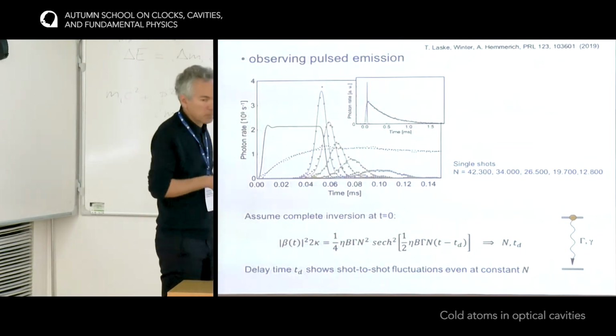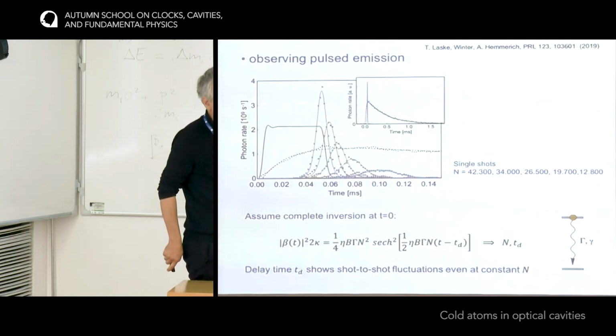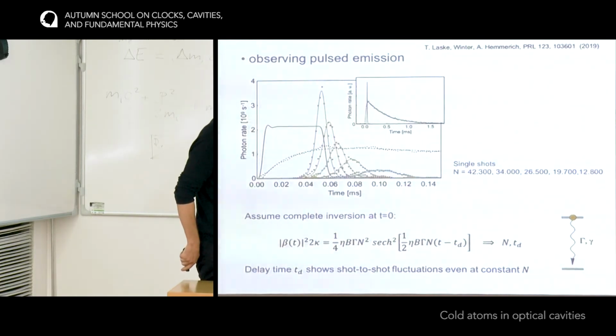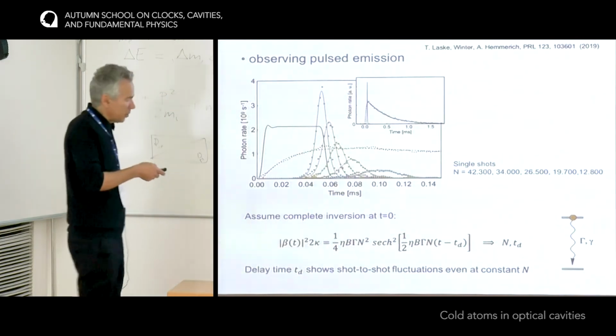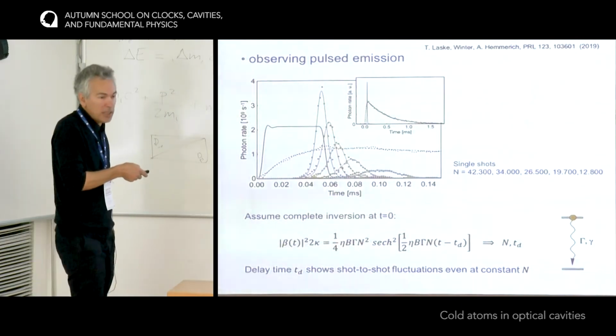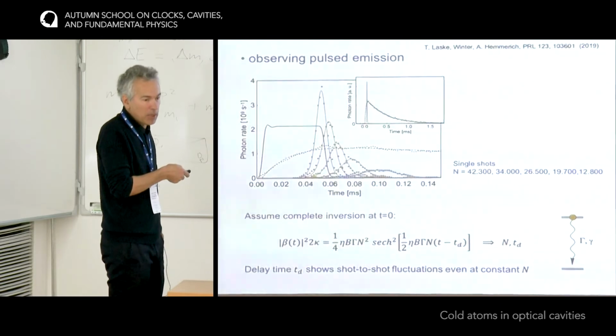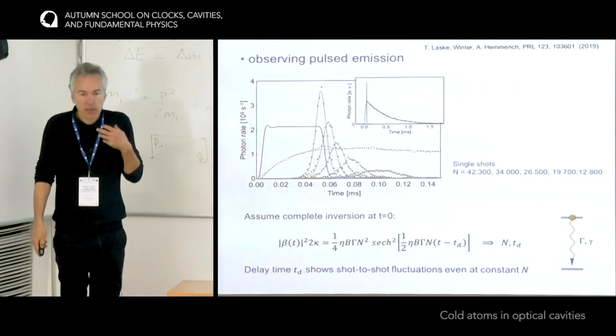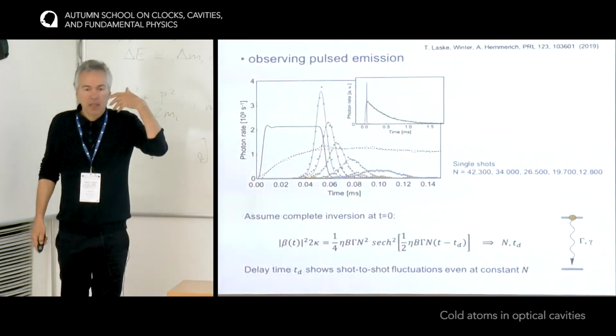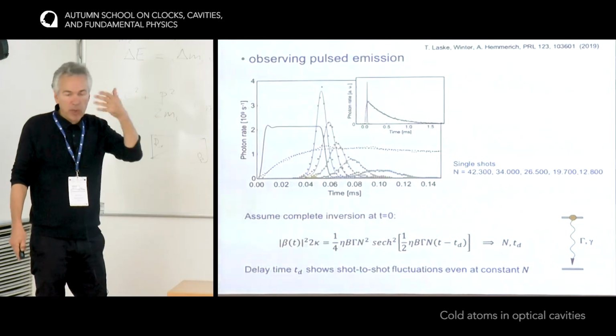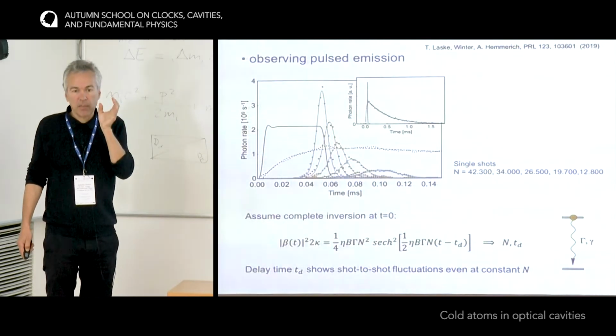Is this number weighted with the G of the position, or are they all in the right position? Yeah, that's a good point. This is why we have the B in here, the bunching parameter. So in fact, we assume an average of where the atoms are located in the mode.